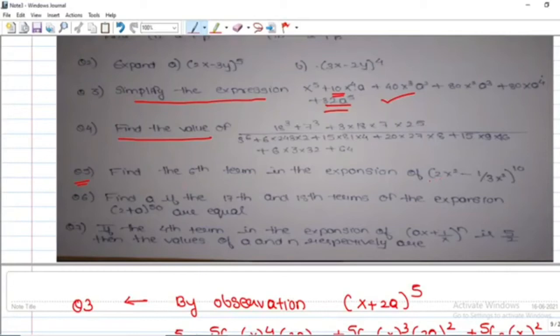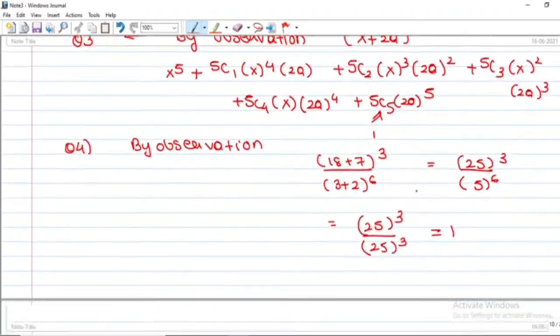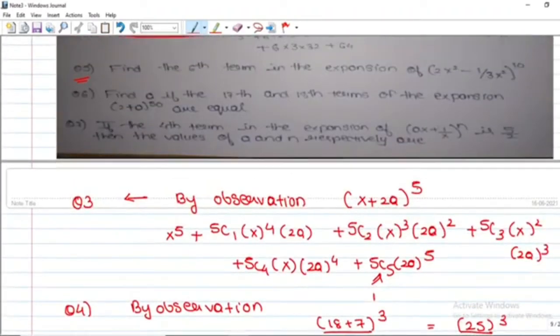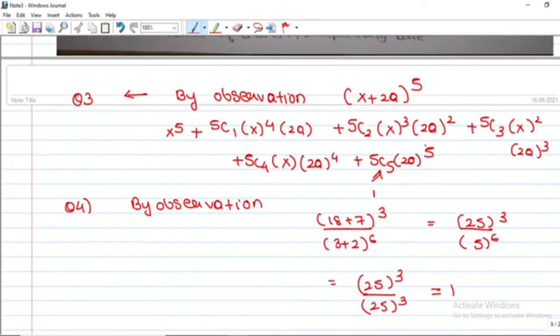Okay, so here we will use the general term expression, which is nCr x power n minus r into y power r. The question says we need to find the sixth term of the expansion of (2x square minus 1 by 3x square) the whole power 10.